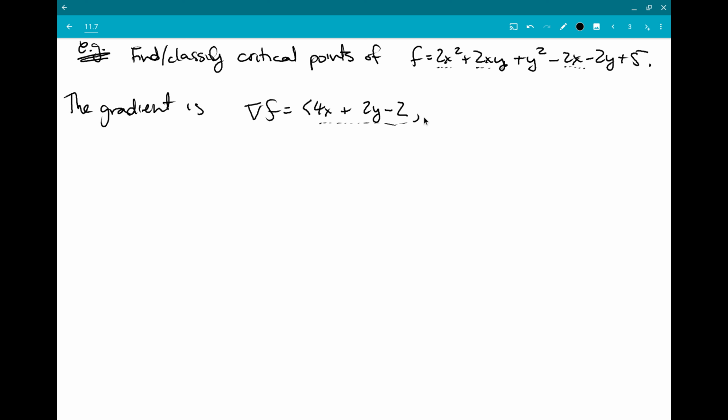And then in the second component is going to be partial derivatives with respect to y. So it's going to be 0 plus 2x plus 2y minus 0 minus 2 plus 0. And if you're still having trouble with partial derivatives, maybe pause right here and make sure that you understand where all those different terms came from. Computing this gradient is going to be the first step for all these problems, so you really need to be able to do it.